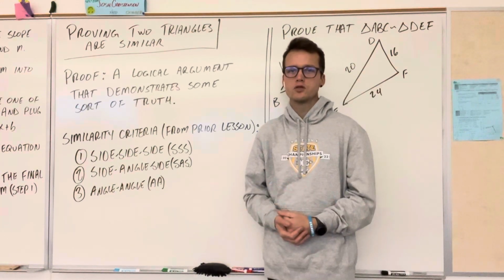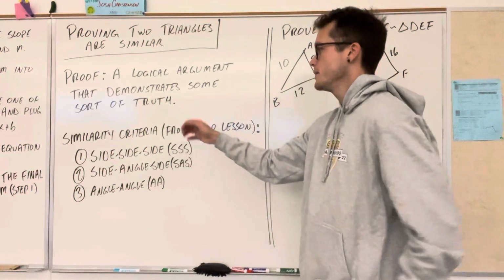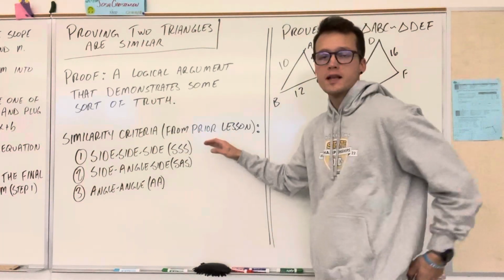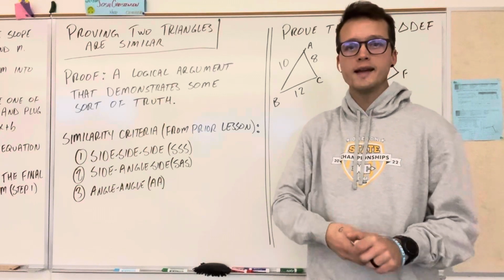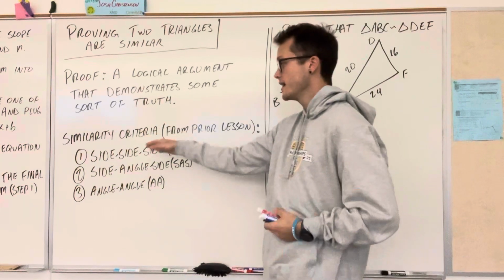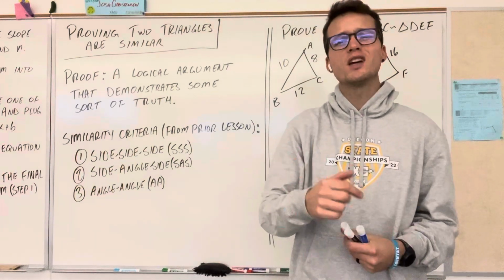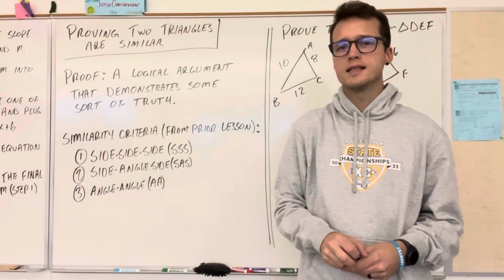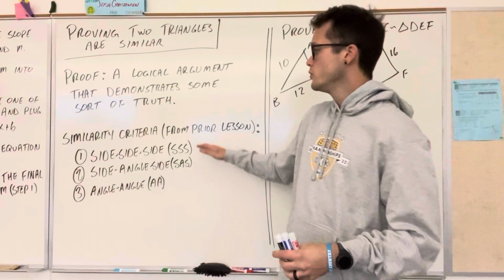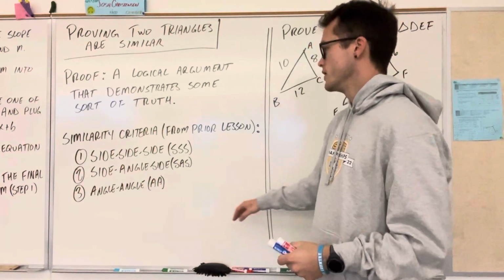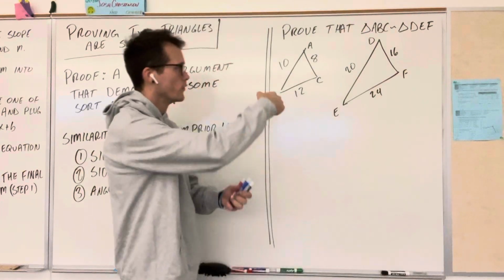We've talked about this similarity criteria. This is from a prior lesson. I'm not going to teach what these are right now. If you're not familiar with what side, angle, side, and angle are, or what those mean, please check out the previous video, the previous note set. It's all there. But we're going to use these ideas that we've discussed previously to complete a proof.